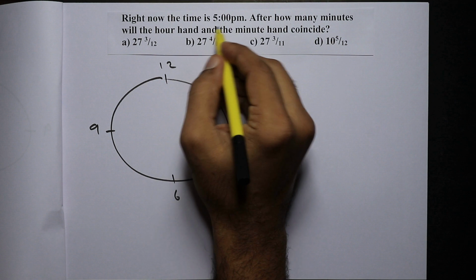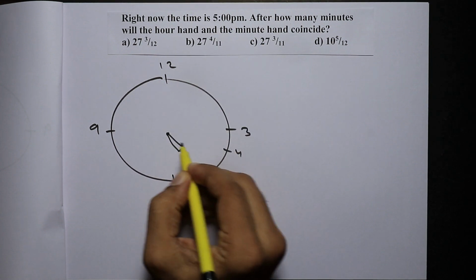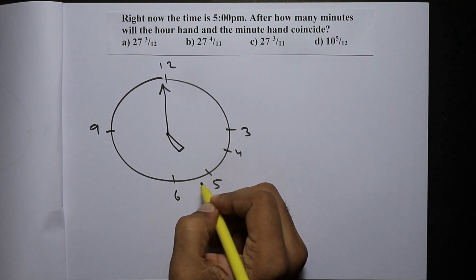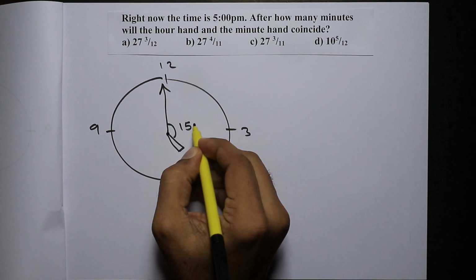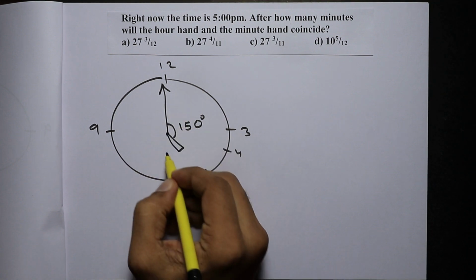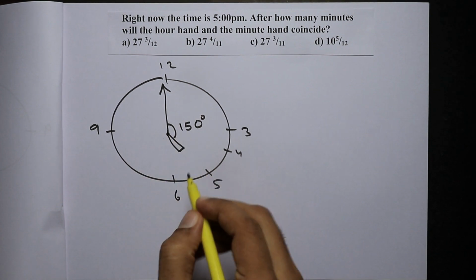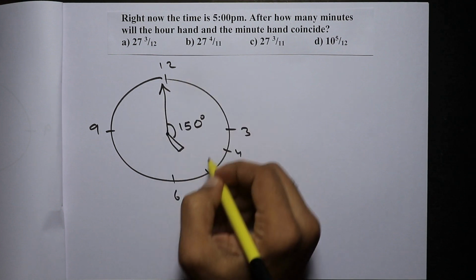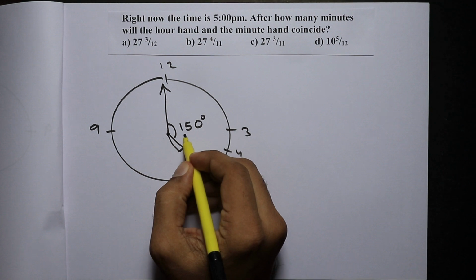So exactly at 5 o'clock, the hour hand will be here and the minute hand will be here. Now exactly at 5 o'clock, the angle between the hour hand and minute hand will be 150 degrees. Because half the clock is 180. Between 5 and 6 is 30 degrees. So between 12 and 5 is 30 degrees less than 180. So this angle will be 150.